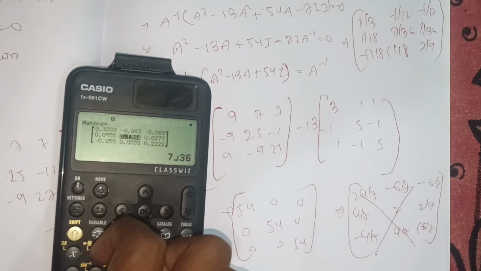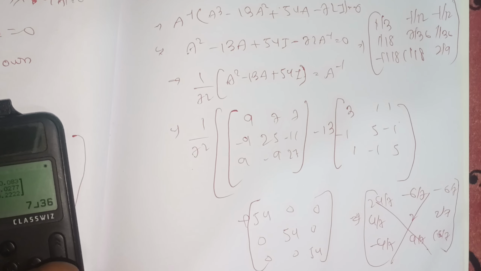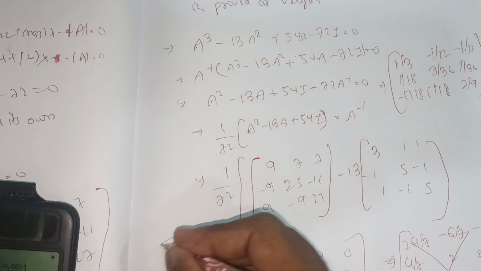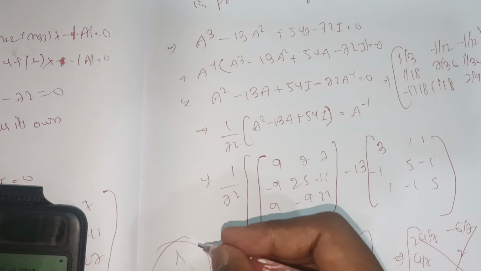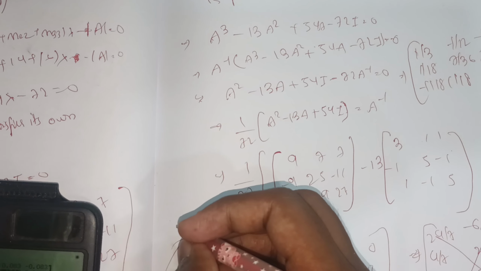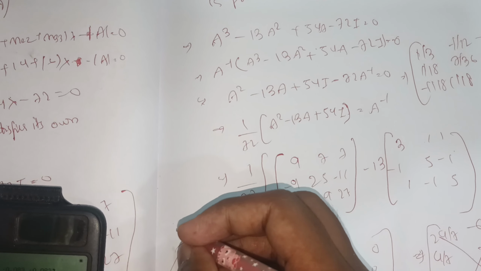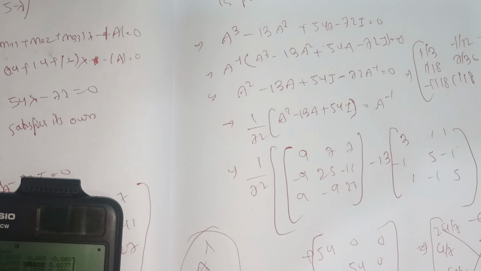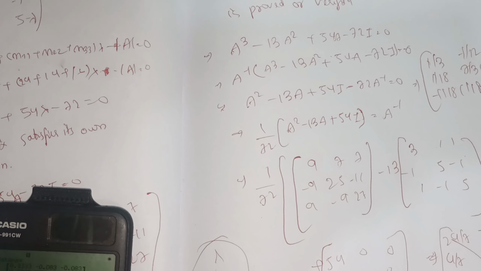So this is all about how to find and verify Cayley-Hamilton theorem and how to find A inverse by using Cayley-Hamilton theorem. It's a very easy problem. You must check once before answering. So here you should check once again so that you will get the correct answer.